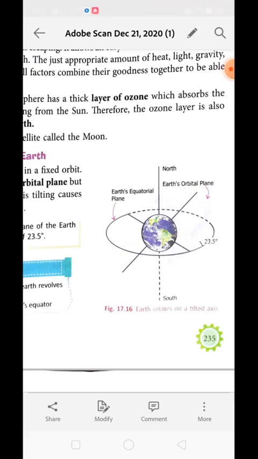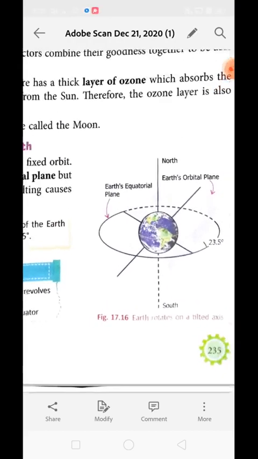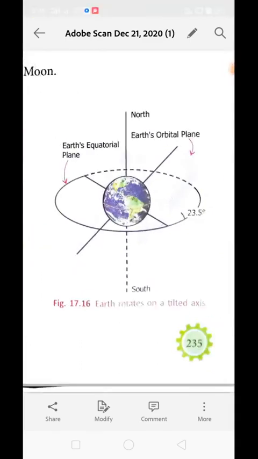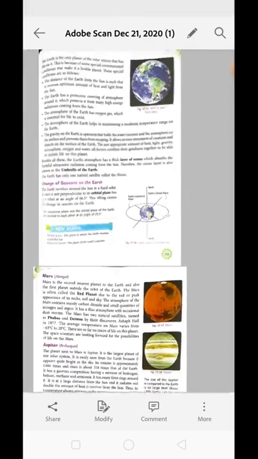The equatorial plane and orbital plane of the Earth are inclined to each other at an angle of 23.5 degrees. You can see this is the pathway on which it rotates on its axis. So we have learned about Earth up to now.